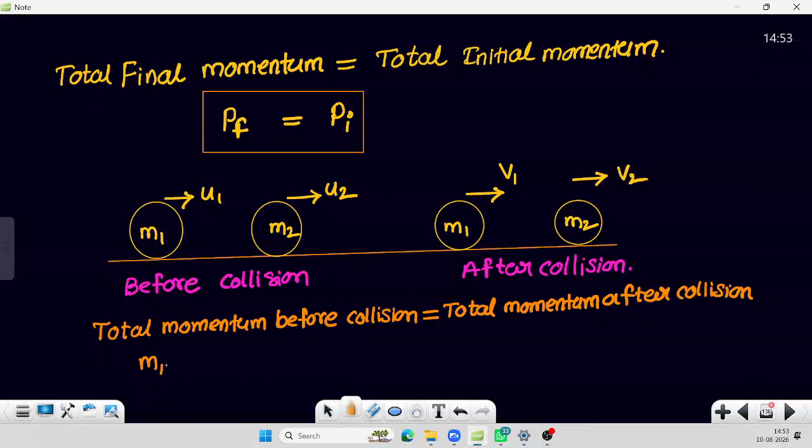This body is m1 into u1, plus, simultaneously, the momentum of the second body before collision, m2 u2. That should be equal to after collision: momentum of the first body m1 v1 plus m2 v2. This is the law of conservation of linear momentum.